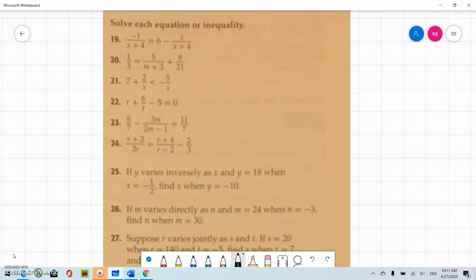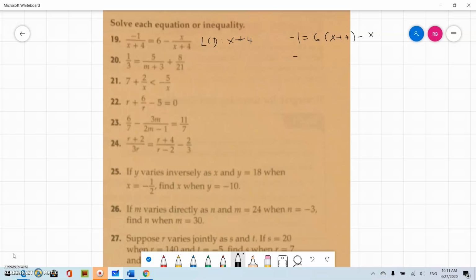Hi guys, this was the review that you worked on for the quiz today, and so I'm going to quickly go over all of them. So number 19, we need to get rid of the denominator. To do that, we need to multiply by our LCD, right? And so there are three terms here. So when I multiply them, it goes like this.